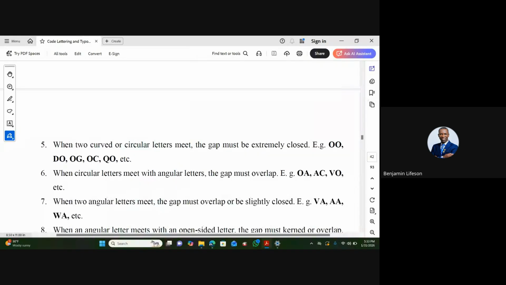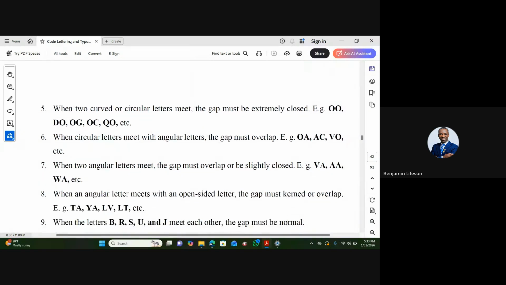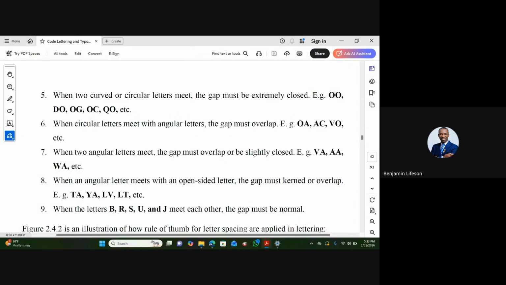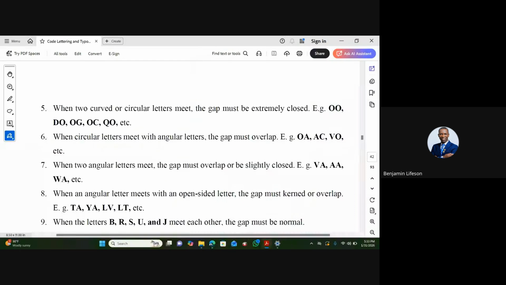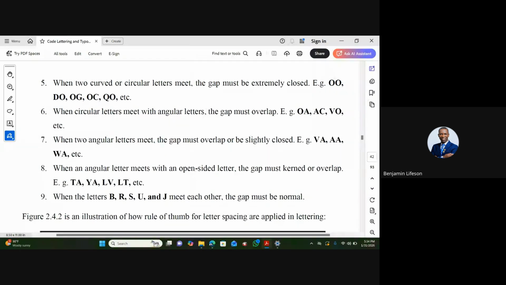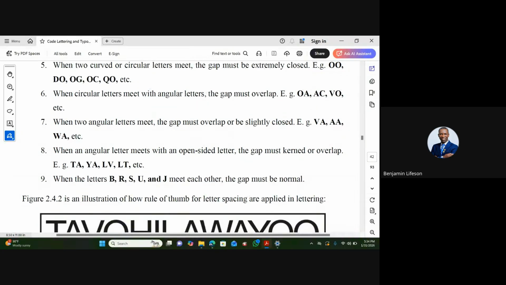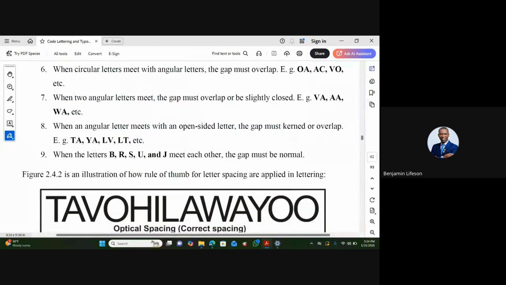If you don't bring it closer, extremely closer, you call it OOH instead of sounding O. All right. So letter 6, principle 6: when circular letters meet with angular letters, the gap must overlap, just like the way it is over here. 7. When two angular letters meet, the gap must overlap or be slightly close, just like the way it is here. All right. So you are getting the idea now.